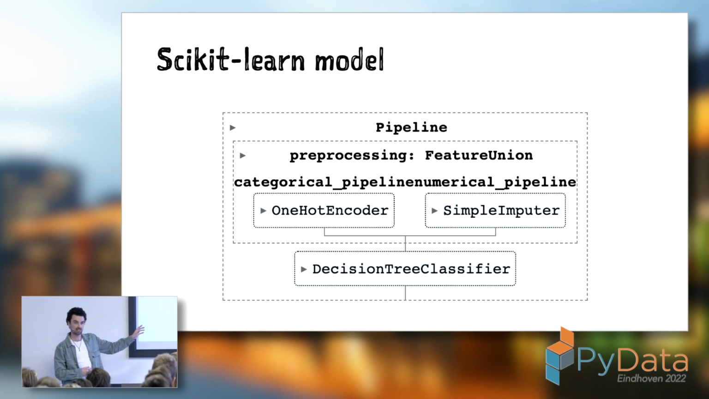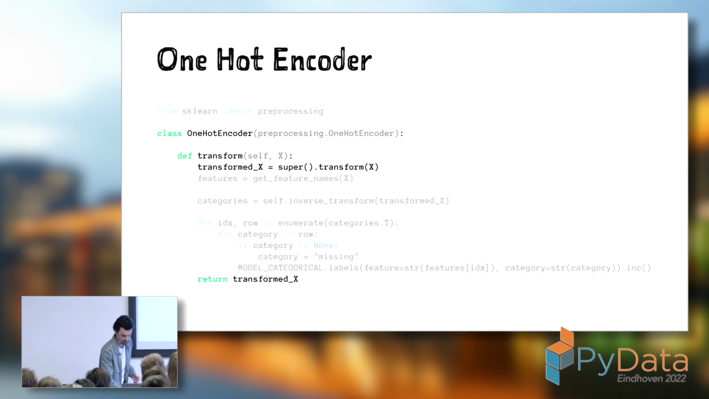It's a decision tree at the end, and it has 2 steps for pre-processing. For the categorical features, I chose a one-hot encoder, and for the numerical features, I chose a simple imputer to deal with the missing values. And we can actually take these 2 pre-processing components, change them a little bit so that they can do this monitoring for us. So how does it actually look?